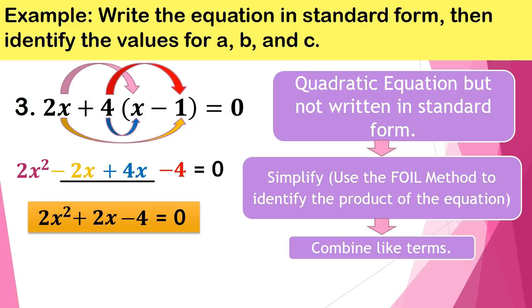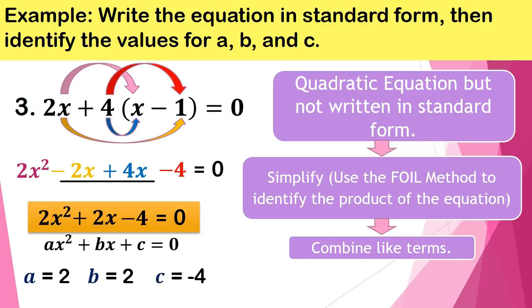Now let's identify if it is the same as a standard form. ax squared plus bx plus c equals 0. Okay. Since the product is the same, let's identify the values for a, b, and c. So the value for a is 2, since the coefficient of x squared is 2. The value for b is also 2, since the coefficient of x is 2. And the value for c is negative 4.